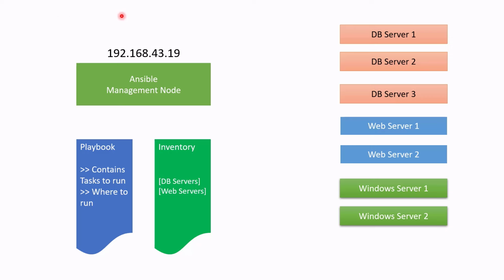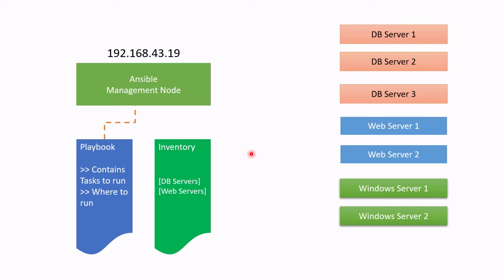The Ansible component is going to run on a server, and that server is typically called the control node or management node. Then you create a playbook, and you also create an inventory. The playbook contains the tasks to be run, and in the playbook you also tell where to run these tasks. The system information, for example server information and how to connect to it, you typically provide in an inventory file.